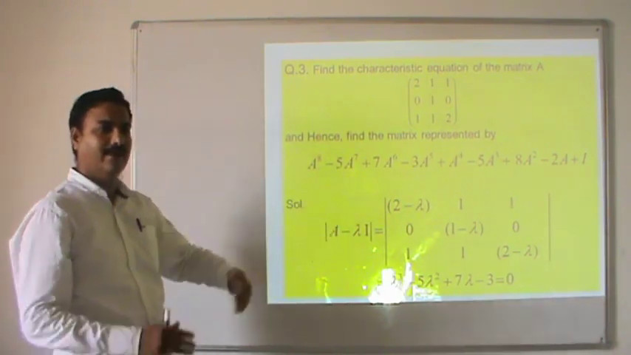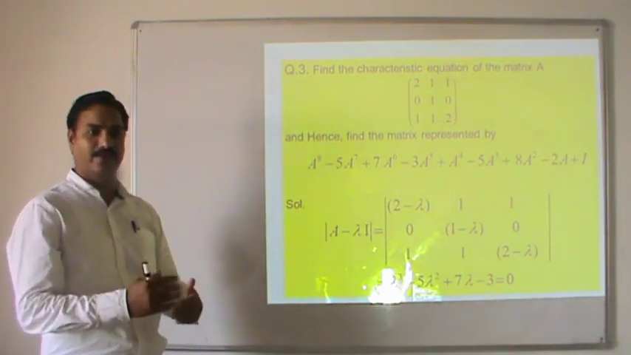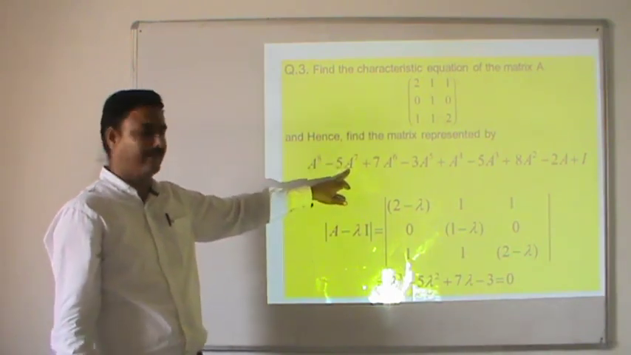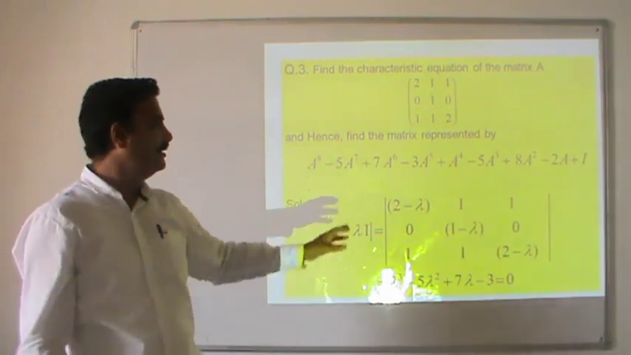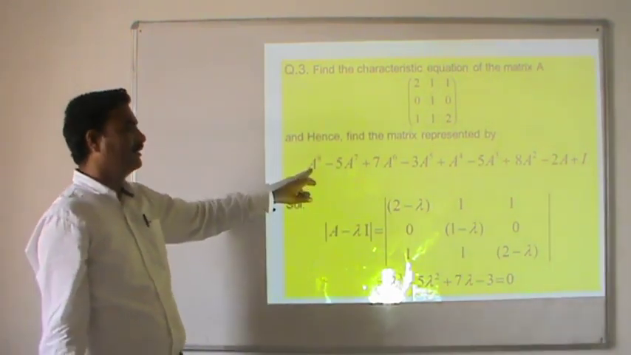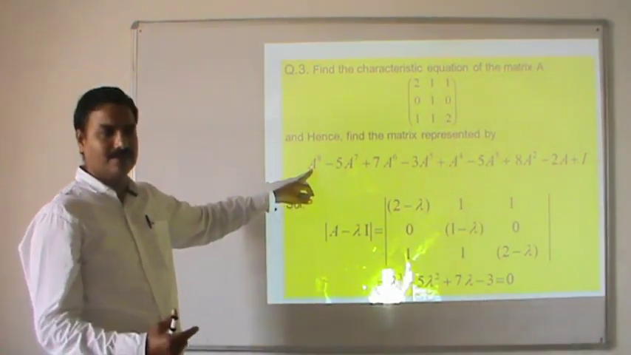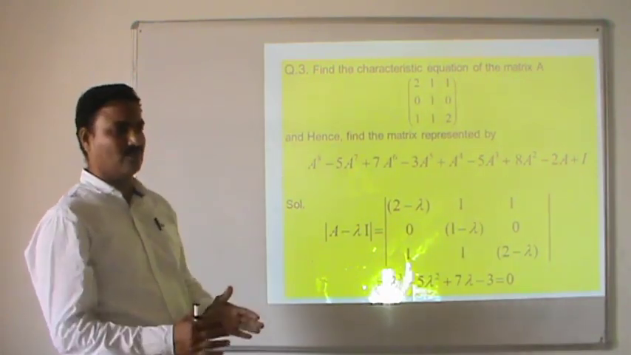Instead of multiplying A into A eight times, and A into A seven times, we find the equivalent expression for this huge matrix expression. We compress this entire system into a smaller one.